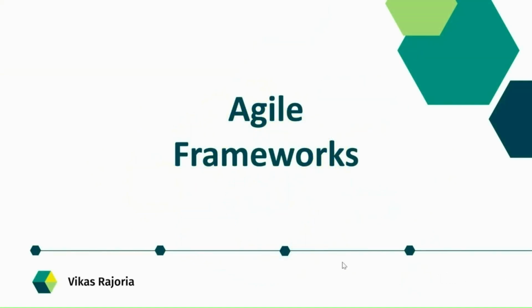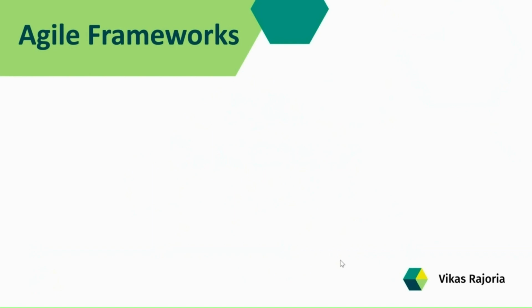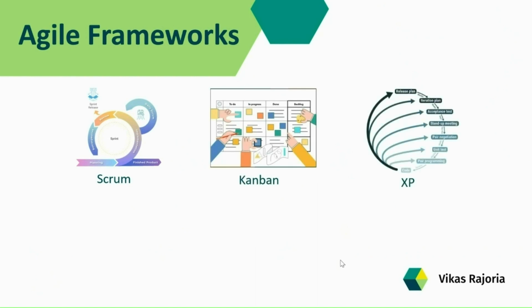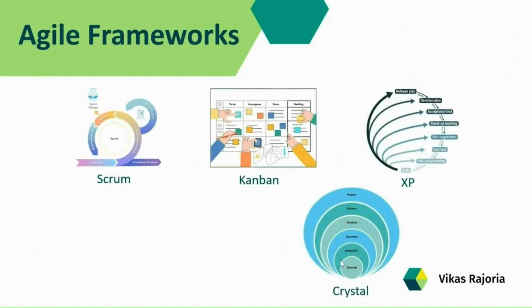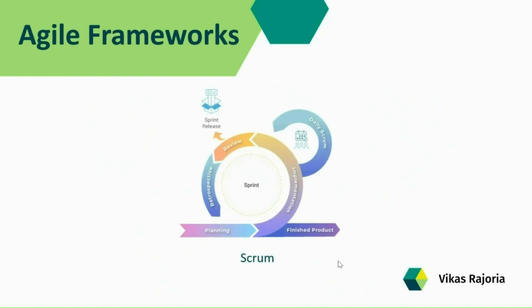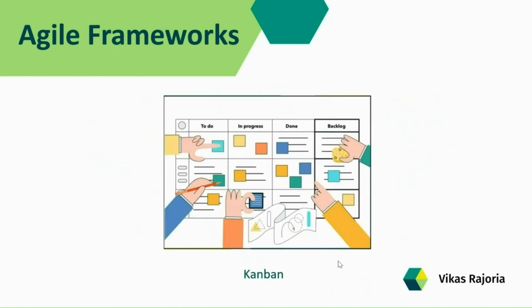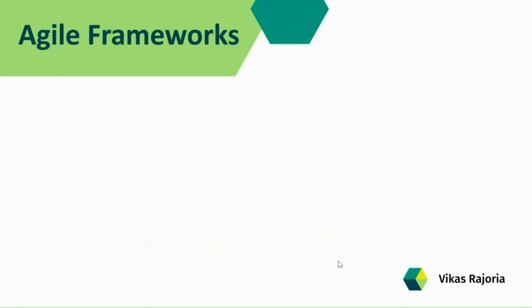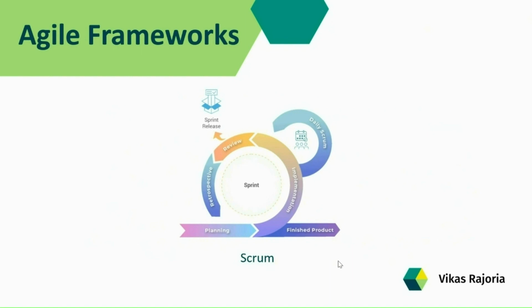Next is Agile framework. There are various frameworks we have in Agile and those are Scrum, Kanban, Extreme Programming or XP, the Crystal method, and Lean methodology. Organizations select an Agile framework based on their requirement and company structure. For example, some companies prefer to use Scrum, some use Kanban, and some use both Scrum and Kanban for their product development. In this series, we will focus on Scrum.